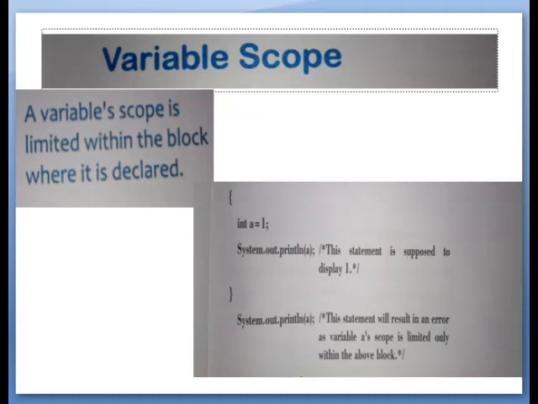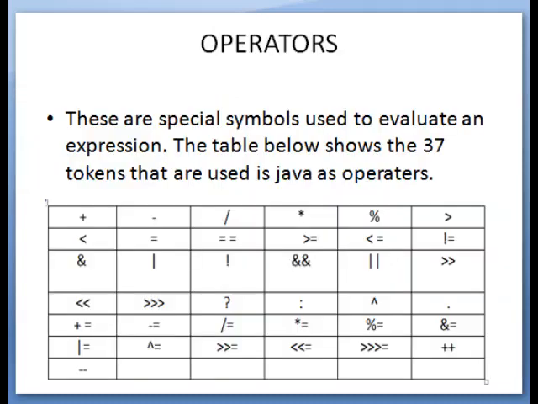Next one is operators. These are special symbols used to evaluate an expression. The table shows 37 different tokens that are used in Java as operators. So this is plus, minus. So all the operators are here. Totally 37 operators are here.